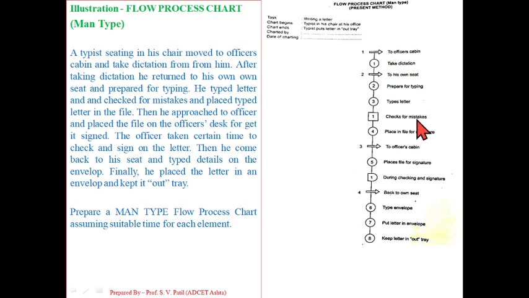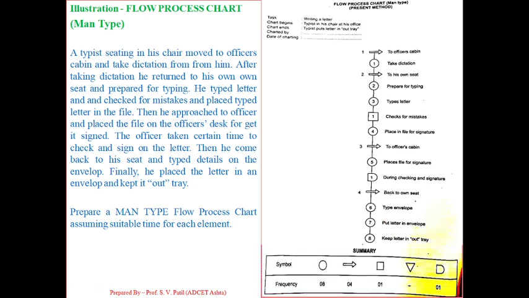So here if we refer to this chart, the operations are numbered as 1, 2, 3, 4, 5, 6, 7 and 8. In between these various operations there are transportations which are numbered as 1, 2, 3, 4. There is an inspection which takes place only once, which is numbered as 1 over here. And in this way we are supposed to prepare the chart. At the last we are supposed to prepare the summary.